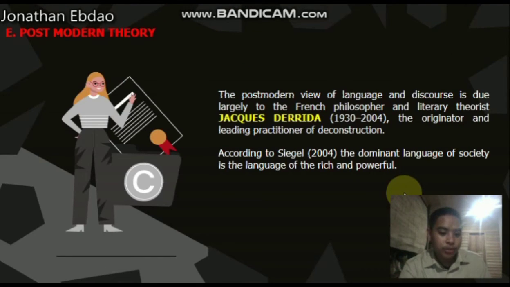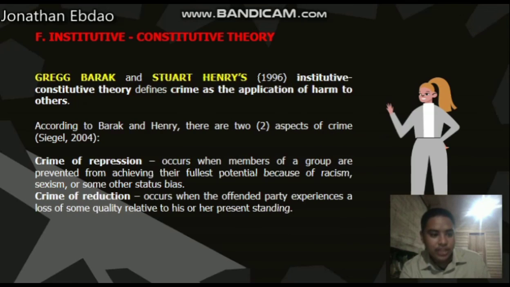The next is the postmodern theory. Postmodern theory views language and discourse, due largely to the French philosopher and literary theorist Jacques Derrida, the originator and leading practitioner of deconstruction. According to Siegel 2004, the dominant language of society is the language of the rich and the powerful. Postmodern theory focuses on the critical analysis of communication and language in legal codes. It believes that language is value-laden and promotes the same sort of inequalities that permeate the rest of the social structure.